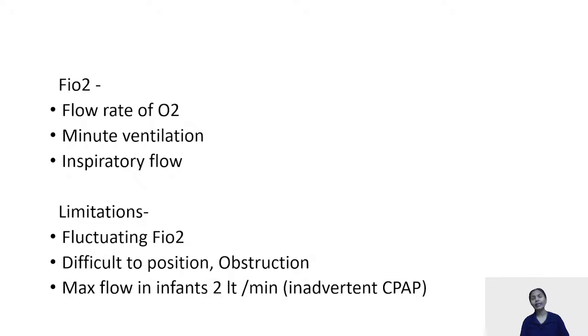Most importantly, in infants, whenever you are using the nasal prongs, the flow rate has to be less than 2 liters per minute, because even 2 liters per minute of oxygen given via nasal prongs to an infant will give an inadvertent, unneeded CPAP to the infant. So for infants, the flow rate of the nasal prongs decreases to 2 ml per kg, and the FiO2 is variable. I hope I'm very clear about the nasal cannula.